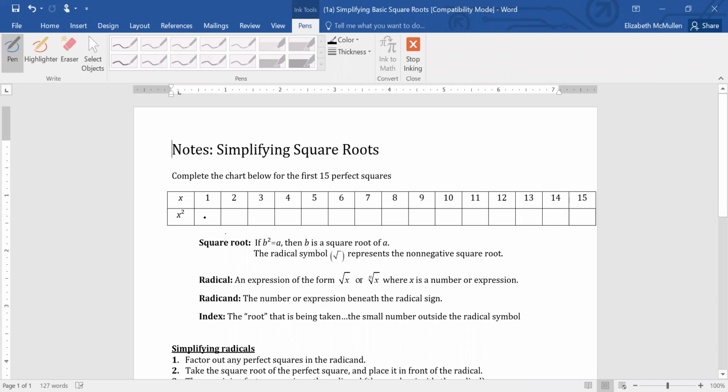Okay, so 1 squared is 1, 2 squared is 4, 3 squared is 9, 4 squared is 16, 25, 36, 49, 64, 81, 100, 121, 144. You get bigger than this and I can't do it in my head.